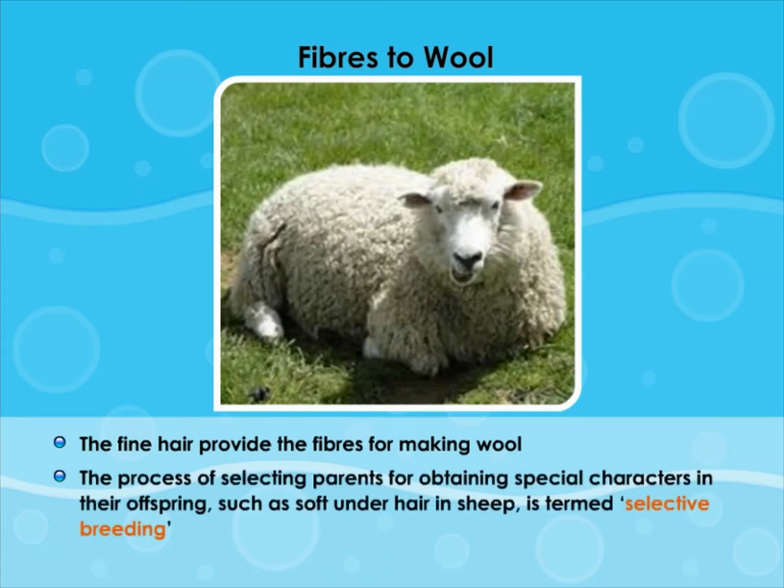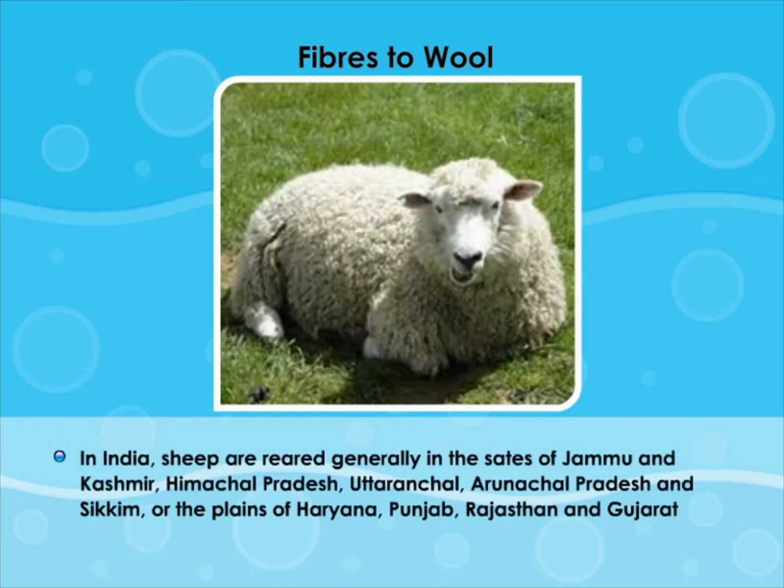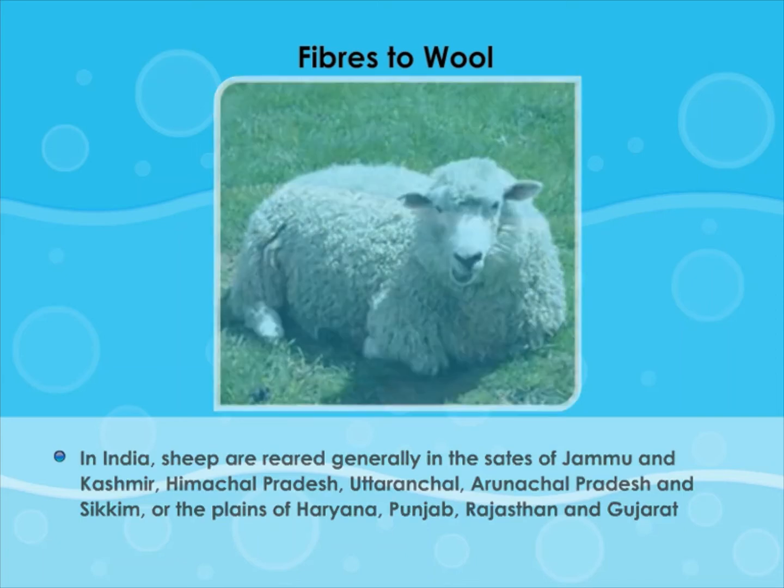The process of selecting parents for obtaining special characters in their offspring, such as soft underhair in sheep, is termed selective breeding. In India, sheep are reared generally in the states of Jammu and Kashmir, Himachal Pradesh, Uttaranchal, Arunachal Pradesh, and Sikkim, or the plains of Haryana, Punjab, Rajasthan, and Gujarat.